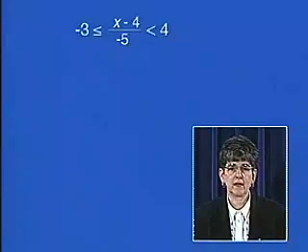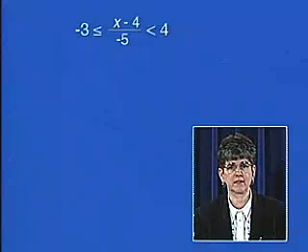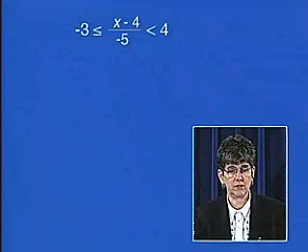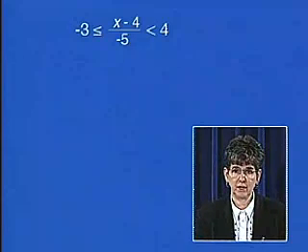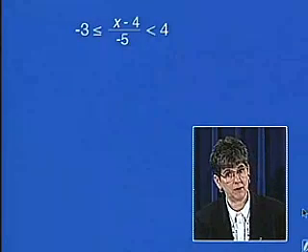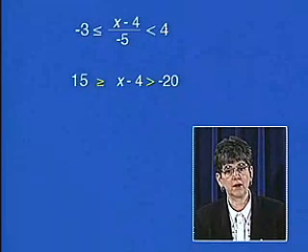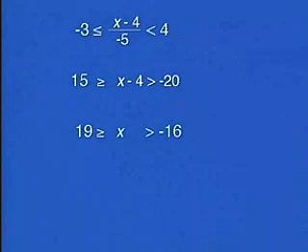Now here's another example of a three-part inequality. We have negative 3 is less than or equal to x minus 4 divided by negative 5 is less than 4. Now we want to clear our fraction, so the first thing we need to do is to multiply all parts by negative 5. Now remember, we're multiplying by a negative number, so we must change the direction of the inequality signs. This will give us 15 is greater than or equal to x minus 4 is greater than negative 20. Now we can add 4 to all three parts, resulting in the inequality 19 is greater than or equal to x is greater than negative 16.